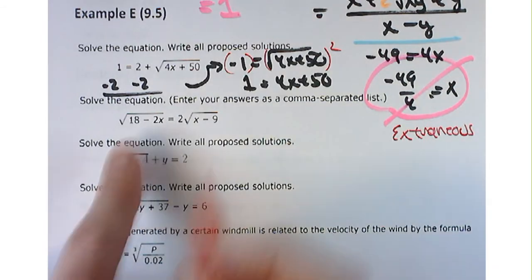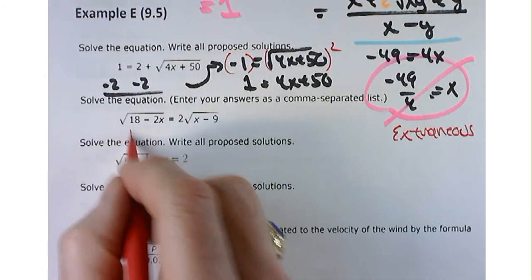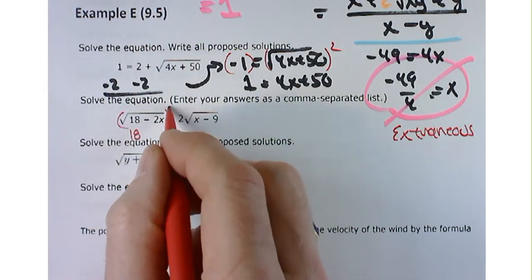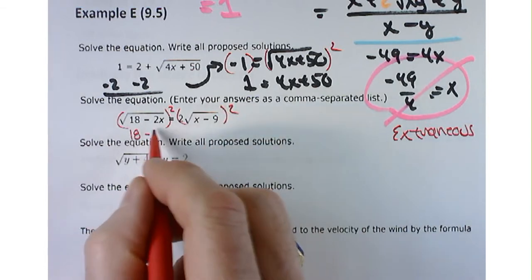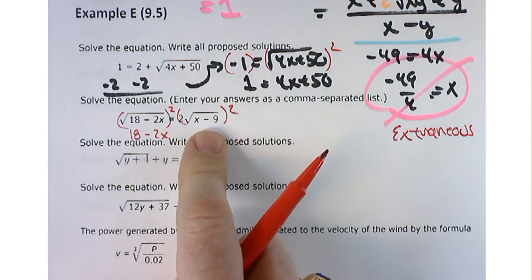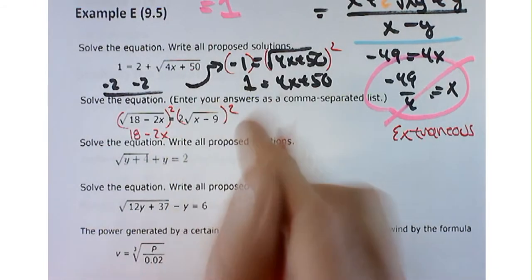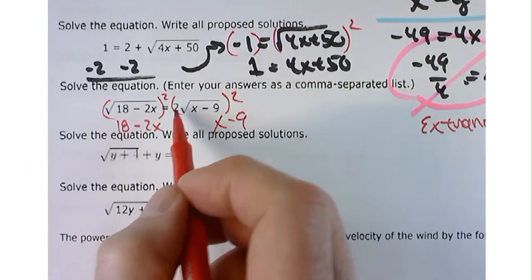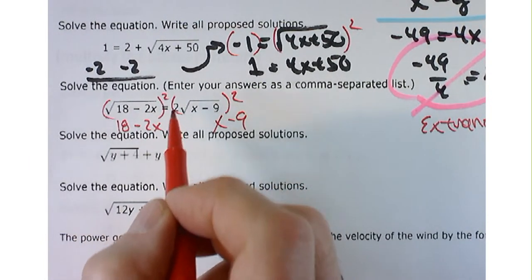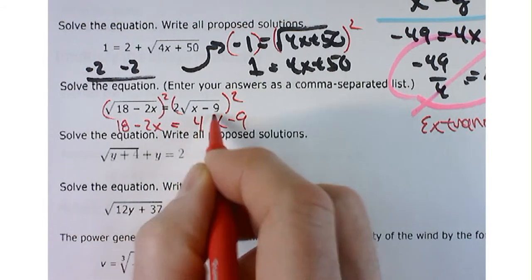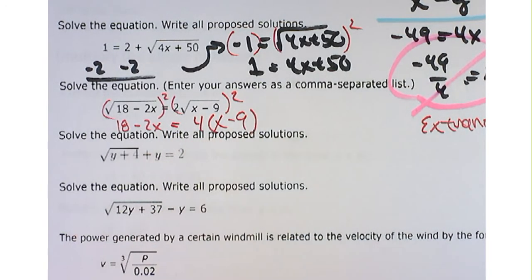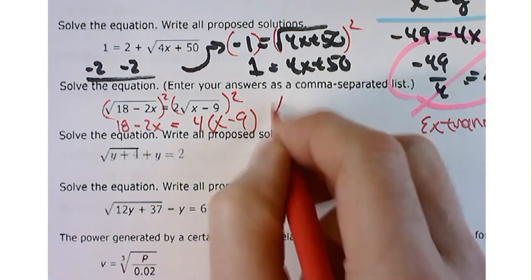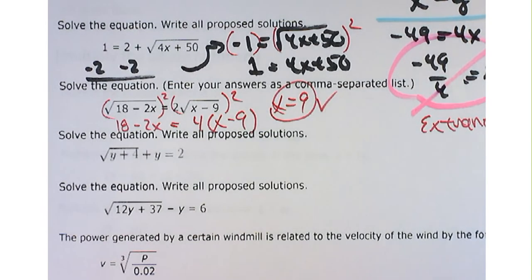Now, this one I'm not going to do all the way, but if you square both sides carefully, this side and this side, you get 18 minus 2x. And on the right-hand side, when you square the square root of x minus 9, you get an x minus 9. But here's the part that's going to trip up a lot of people. That 2 is outside the radical. And when you square it, you get a 4. And if you go through and solve it, I do believe that x equals 9 is the solution. And it does check if you actually go through and check it.